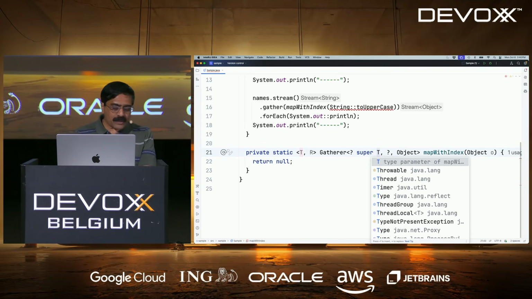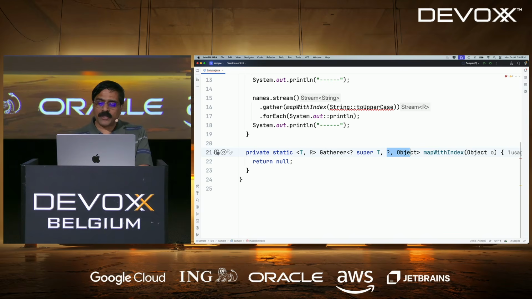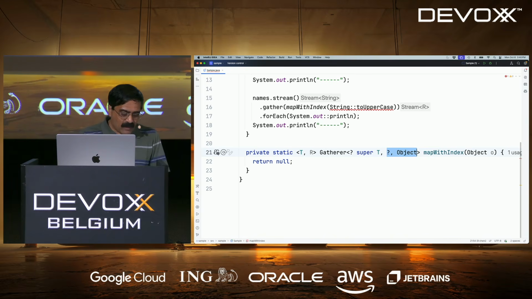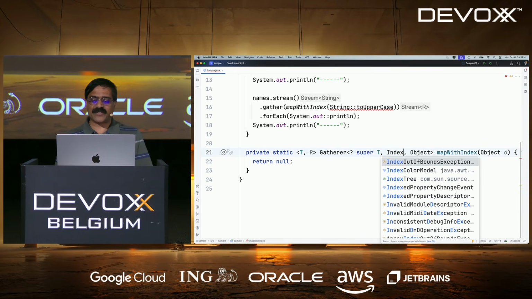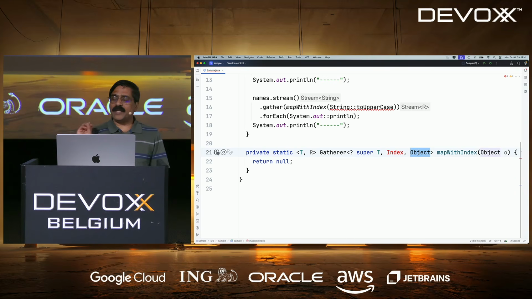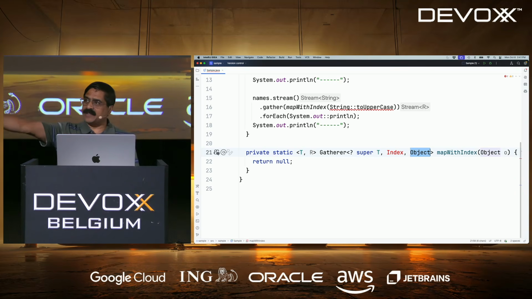Okay, but what is going to be the remaining two arguments? We've been skirting that question mark, right? We didn't care about what it is so far, but it's time for us to think about it. So what is the state? The state is an index, right? So the state is an index because we need to keep counting the index as 1, 2, 3, and so on. What is going to be the result of it? Well, remember, I should be able to emit not just the value, but I need to emit the value and the index.